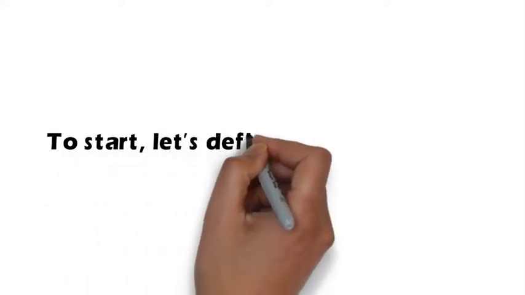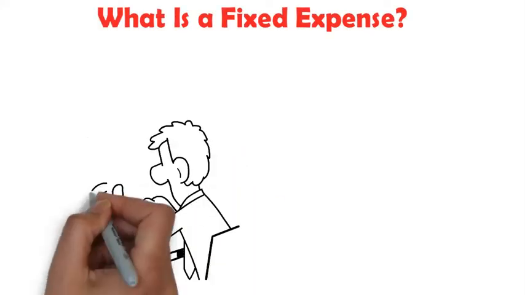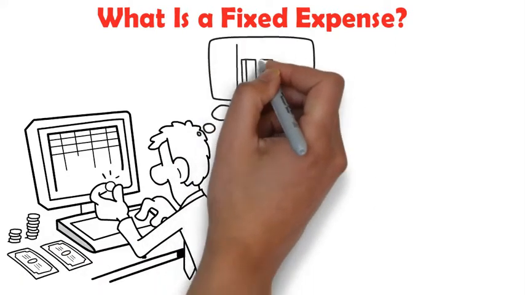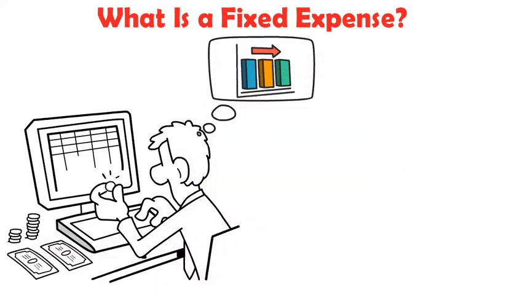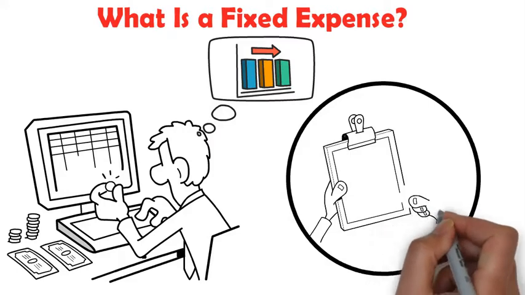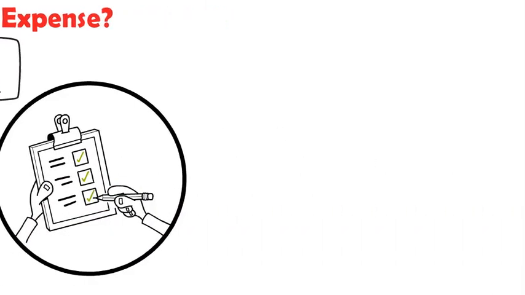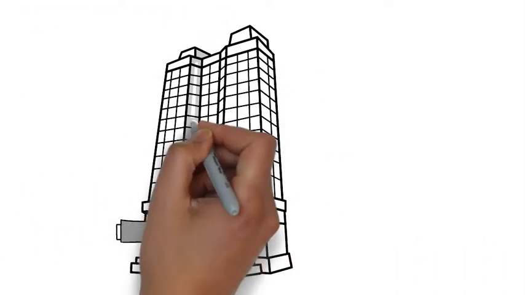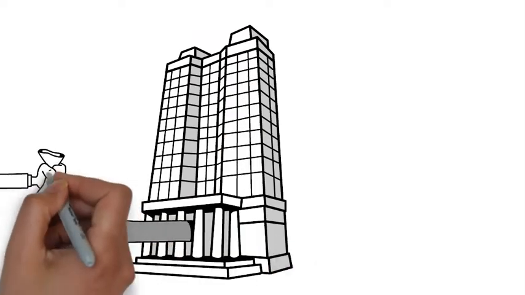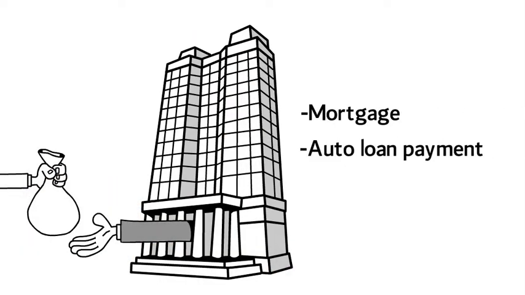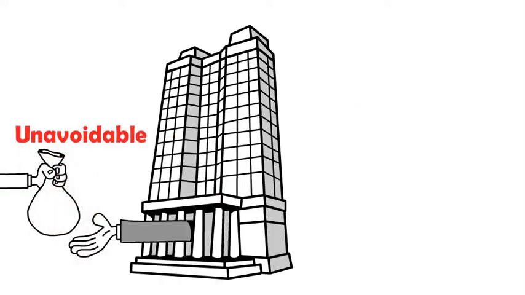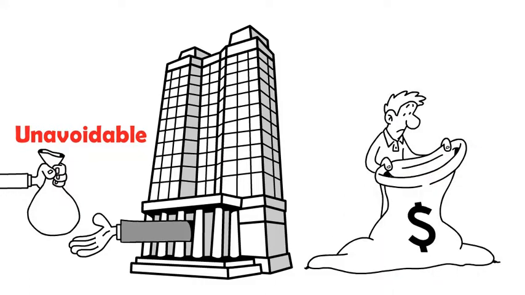To start, let's define fixed expenses. What is a fixed expense? Fixed expenses are expenses that stay constant over time. Compared to variable expenses, fixed expenses are easy to plan for since you know what to expect. Fixed expenses tend to involve big financial commitments that you must pay regularly. Your mortgage or auto loan payments are classic examples of fixed expenses. For the most part, fixed expenses are largely unavoidable. They are just part of doing this thing we call life.